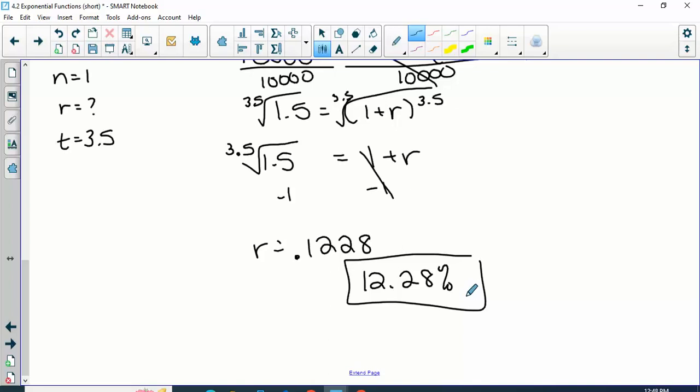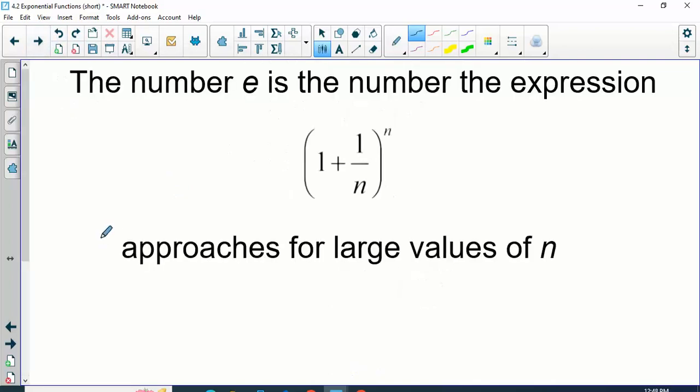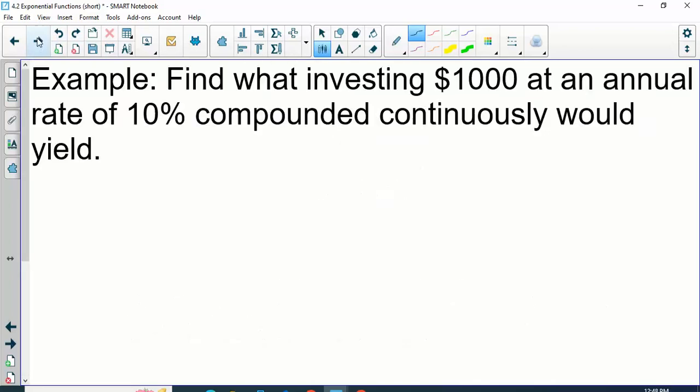Okay, I'm going to do one more with you and then have you guys try one on your own. So let's look at this one. This is the next example on your paper, right? There was one before. Oh, sorry, I did them kind of out of order this time.